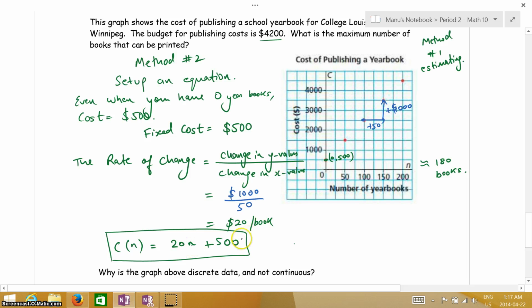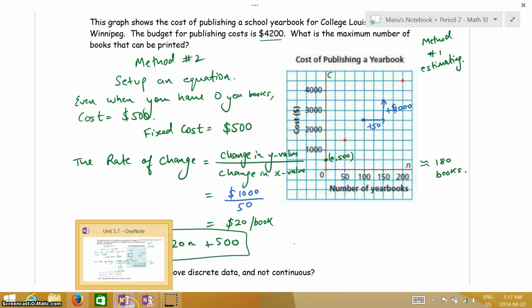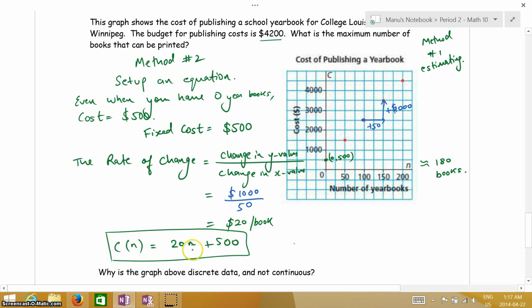When n is 0, C of n is 500. When n is 50, C of n is going to be, what is it going to be? 1500, which sort of matches up with that point. And when n is 100, you're going to end up with 2500, which matches up with the second point, and so on and so forth. So now we have an algebraic equation that represents that data.